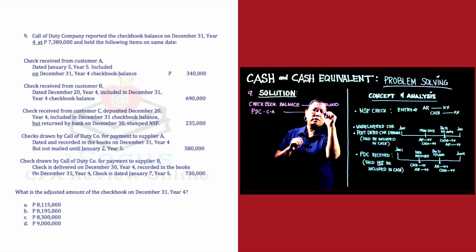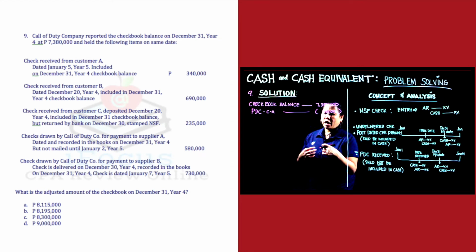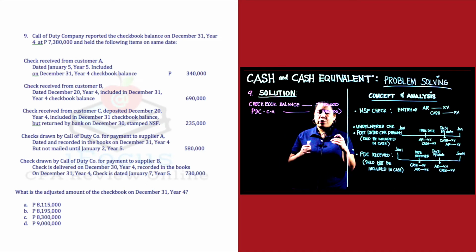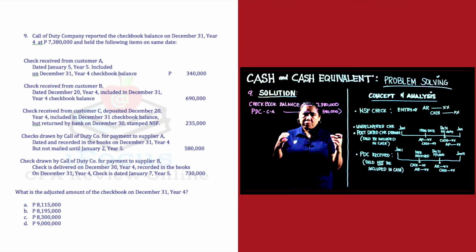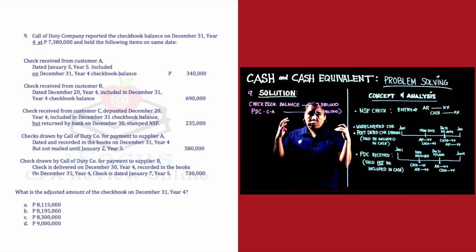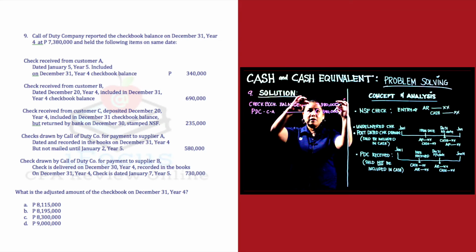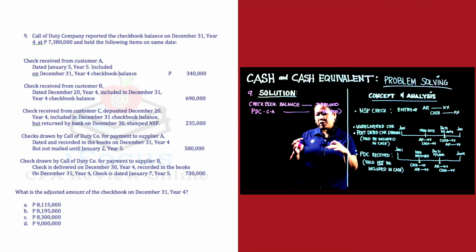I-deduct natin yan. Another item is check received from customer B dated December 20 of year 4. Included in December 31st, your book balance. Alright, December 20. So, ang ibig sabihin, pwede na natin i-cash yan. Pwede nang i-clear ng bangko yan. So, itong check na ito, dapat included dito sa ating checkbook balance. Pero ang sabi ng problem, included in December 31st, year 4 checkbook balance. So, nandito na po yan. So, yung item na yan, hindi natin i-adjust or wala tayong adjustment.